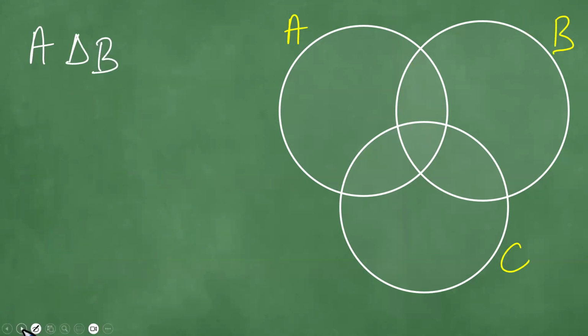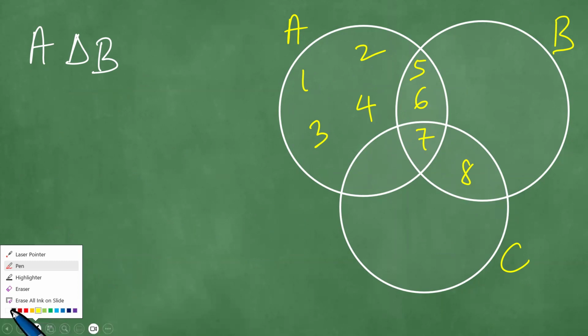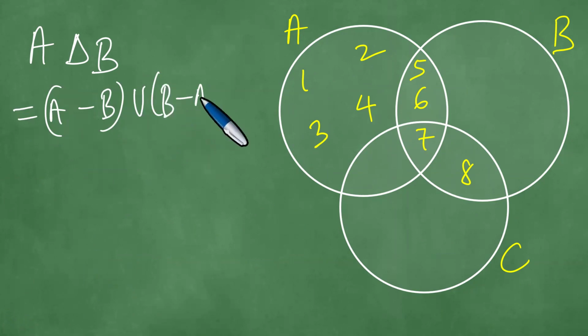Now we have the symmetric difference of A and B. The symmetric difference of A and B consists of the elements 1, 2, 3, 4, and then 5, 6, 7, 8. In the end, we want to find the symmetric difference of A and B. By definition, the symmetric difference is A minus B union B minus A. That is the symmetric difference of the two sets.